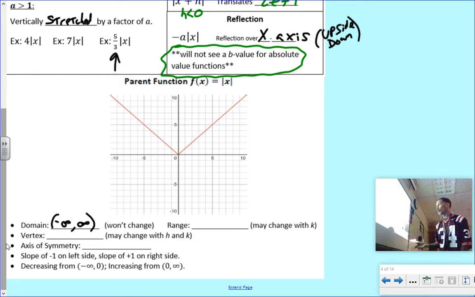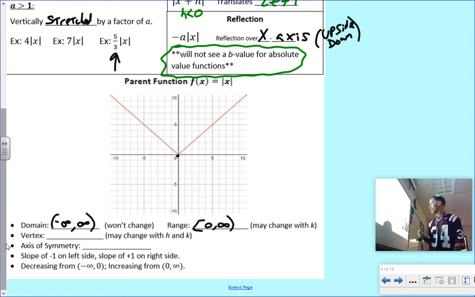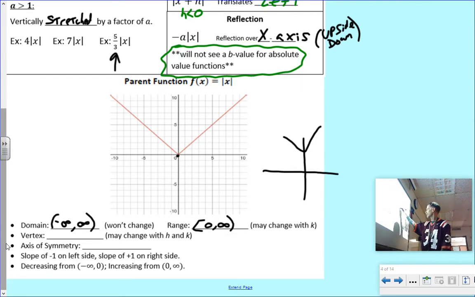The range, however, could change. On the parent function, notice it's 0 to infinity with a bracket on the 0 because it touches that point. But notice if it starts shifting up and down, then the vertex is also going to change, and the range will change. So if you had one that's been shifted up 4 units, you see that's the point (0, 4), then the range would be from 4 to infinity. The h value doesn't matter, but the k value can change.